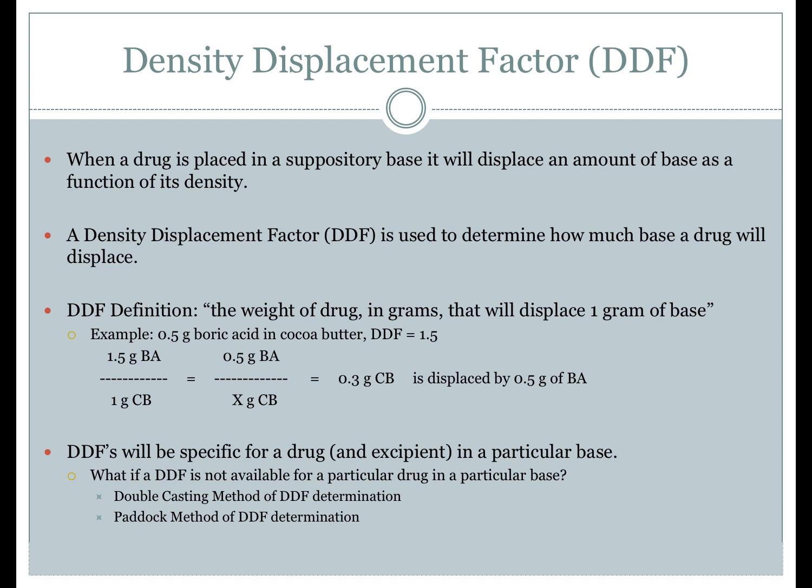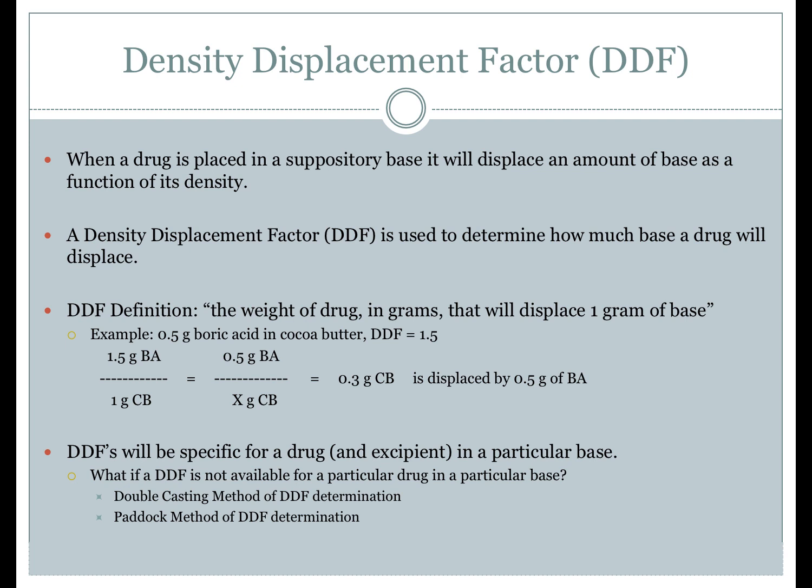DDF calculations become a little more difficult when the source of active ingredient powder is from a commercially prepared tablet or capsule, because these products often contain excipients as well as drug. The excipients in the powder may have a different DDF than the active ingredient, and so a second displacement calculation based on the amount of excipient present in the powder is also required.